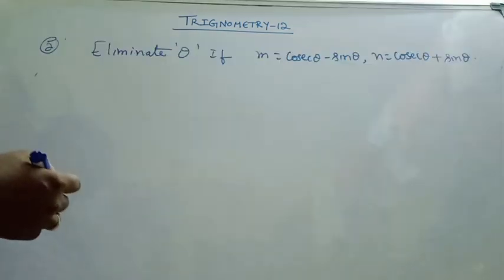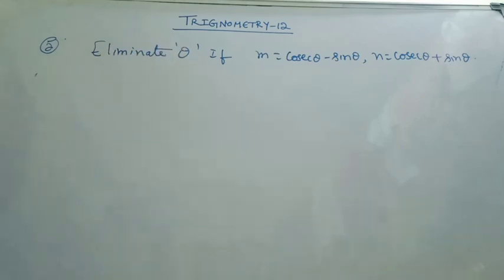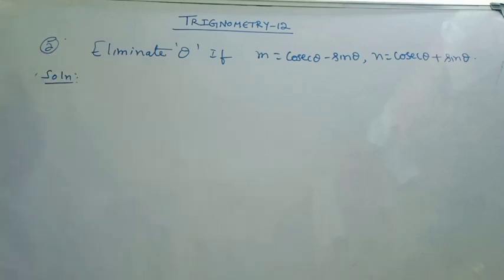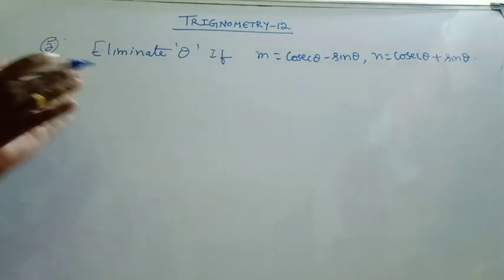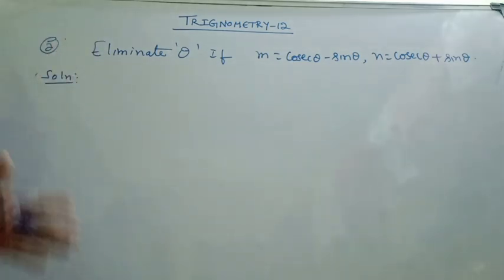You see, the next doubt is: eliminate theta if m is equal to cosecant theta minus sin theta, n is equal to cosecant theta plus sin theta. You see, my dear students, how we do this: eliminate theta means you have to totally eliminate theta. Theta should not appear. What mechanism? You use your mathematical and trigonometric rules to eliminate theta.